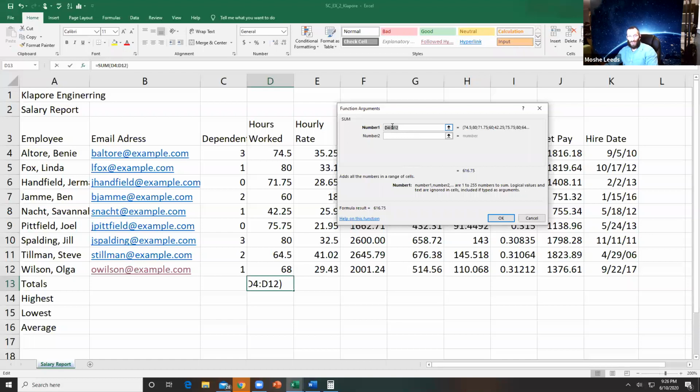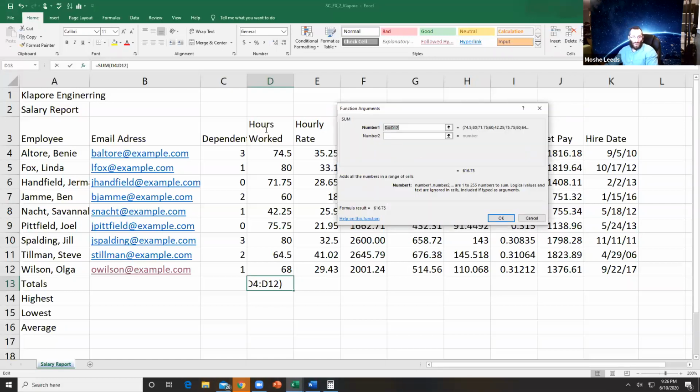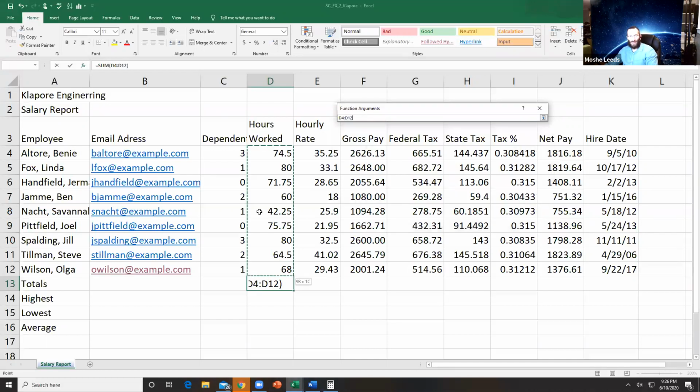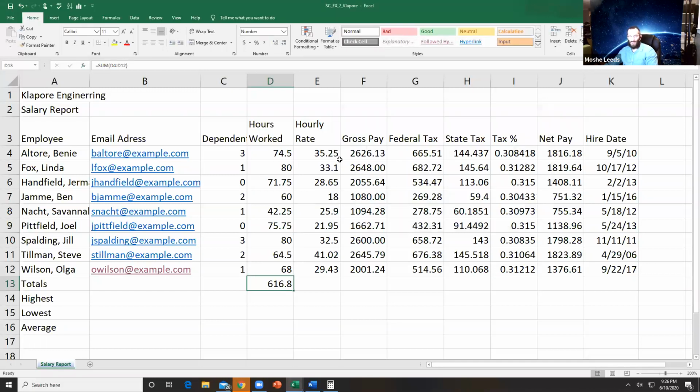Now it is defaulted D4 to D12. I could sit here and say, okay, D4, D12, or while it's gray, I could just highlight them and say, okay, that's the ones I want. I want D4 to D12. And it's even showing me the numbers, 74.5, 80, 71.75, 60, and it's telling me even the total before I press OK. And there I have 616.8 is my total.